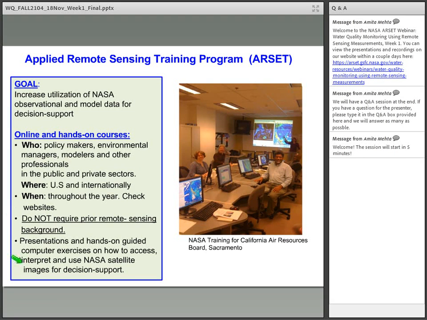The hands-on presentations are held in computer labs where internet is available. So participants actually do computer-based activity of data access, data analysis, visualization, and how to get these data into decision support tools as well. We also have workshops with GIS, on how to get remote sensing data into GIS tools.